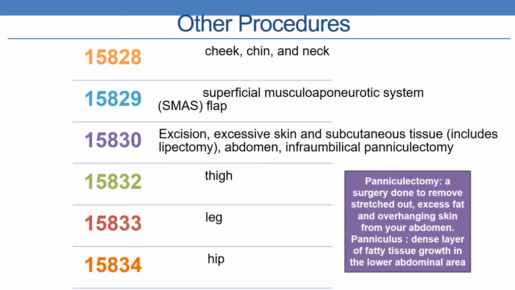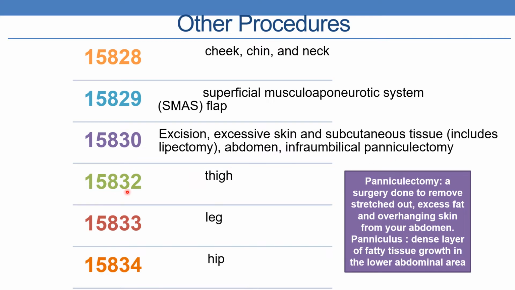Abdominal infraumbilical panniculectomy. Panniculectomy is a surgery done to remove stretched out excess fat and overhanging skin from your abdomen. Ectomy means nothing but surgical removal. So panniculus is nothing but a dense layer of fatty tissue growth in the lower abdominal area. So panniculectomy is nothing but surgical removal of panniculus. Panniculus is nothing but a dense layer of fatty tissue. So 15830 is nothing but excision, excessive skin and subcutaneous tissue including lipectomy, abdomen, infraumbilical panniculectomy.